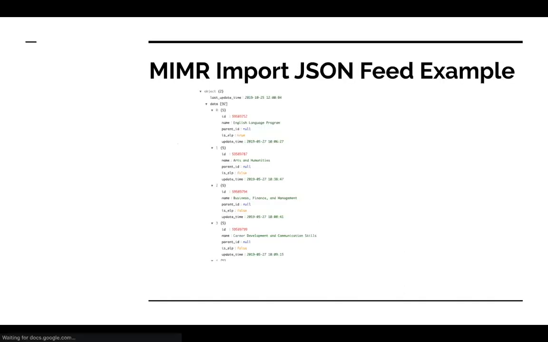So to give you a quick example, this is a quick look at basically what you would see for the programs. It is just a pretty simple array of IDs, names, when it was last updated, and if it falls within a certain branch of the site.